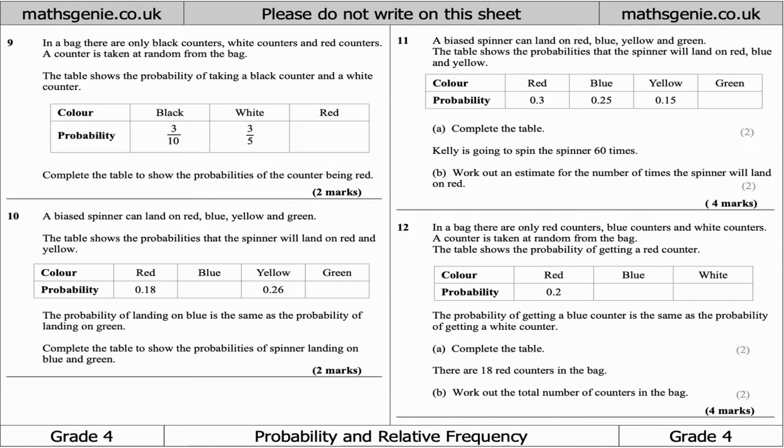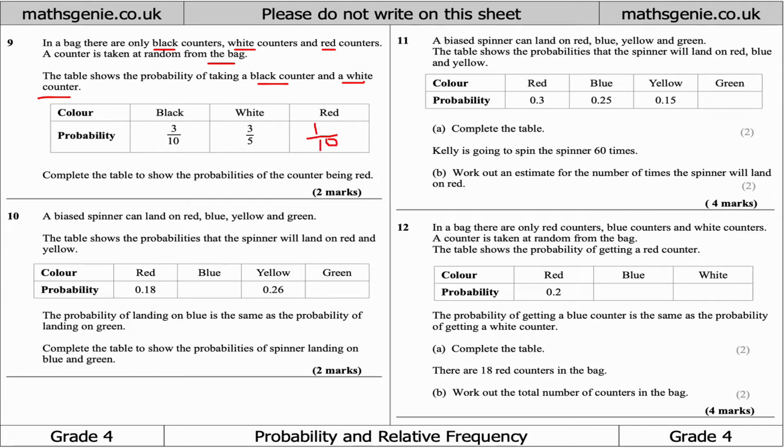This is question number 9, guys. In a bag, there are only black counters, white counters, and red counters. A counter is taken at random from the bag. The table shows the probability of taking a black counter and a white counter. Complete the table to show the probability of the counter being red. Well, probability has to add up to make 1, so that's going to give me 6/10. 6/10 plus 3/10 is 9/10. Therefore, that's going to have to be a 10th.